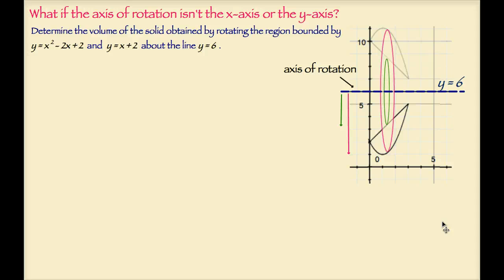In this example, we're going to determine the volume of the solid obtained by rotating the region bounded by y equals x squared minus 2x plus 2 and y equals x plus 2 about the line y equals 6. The resulting solid will have a hole in the middle, so we'll need an outer radius and an inner radius. This is a representative circular cross-section of the region.